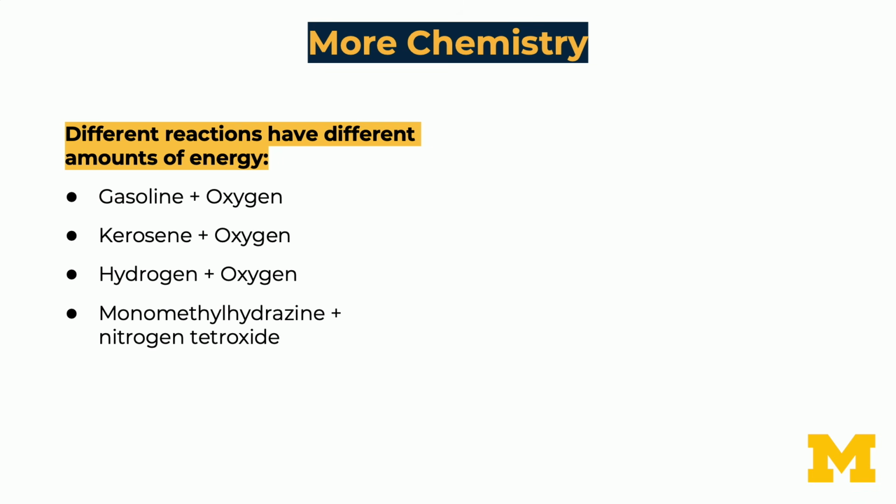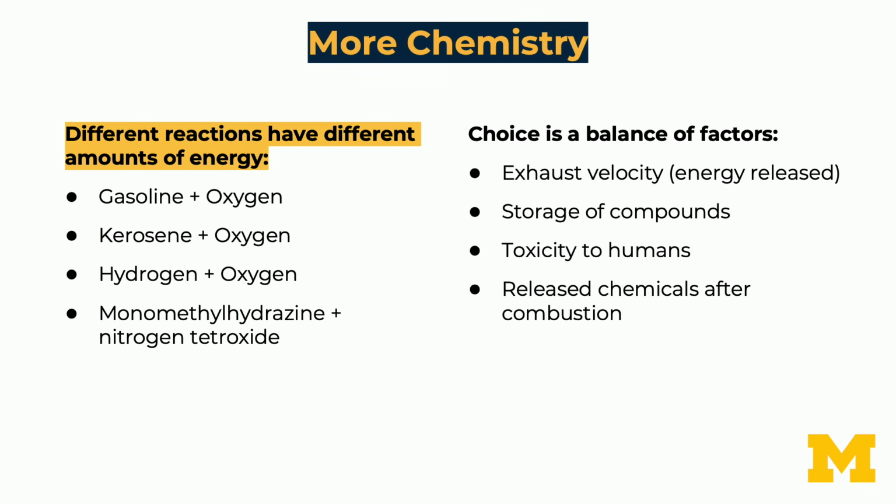There are a lot of different types of rocket fuels, like gasoline and oxygen. That's what we use in our car, and we get a certain amount of energy release for that. Kerosene and oxygen, we get a certain amount of energy. Hydrogen and oxygen, we get a certain amount of energy from that. And when we decide what type of fuel we want to use, we balance a bunch of different factors. We want to get the largest exhaust velocity that we can get. But if it's super difficult to store these compounds because they're super caustic or they're toxic to humans or something like that, we may choose to not use that.